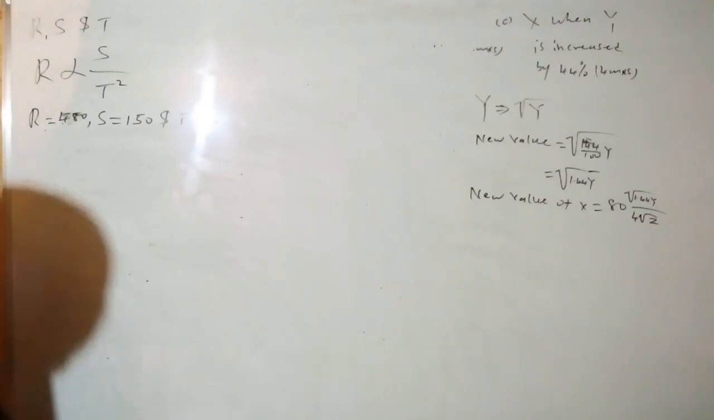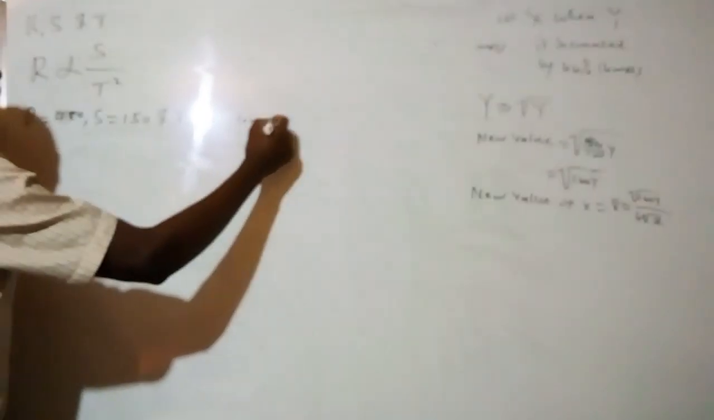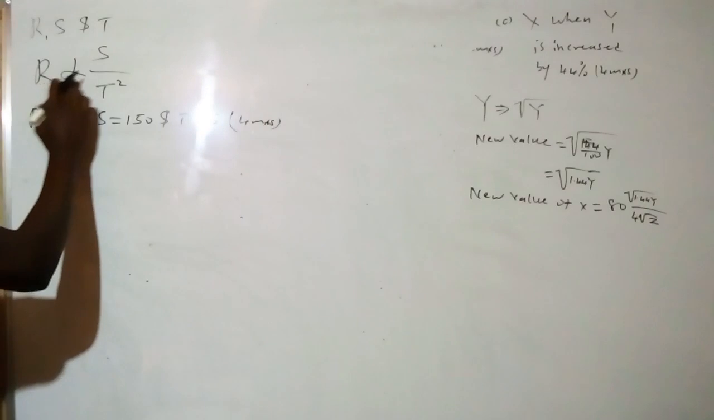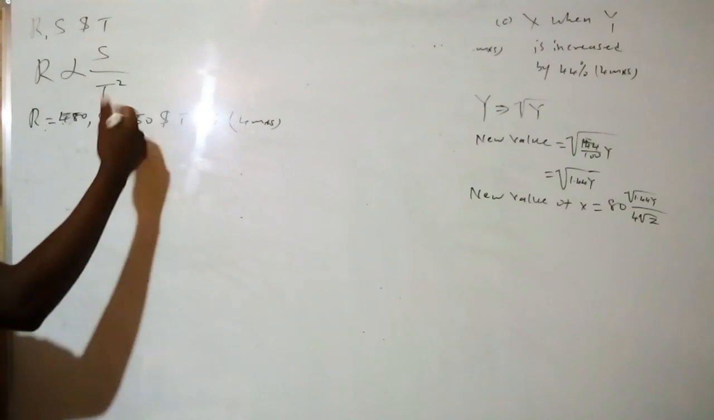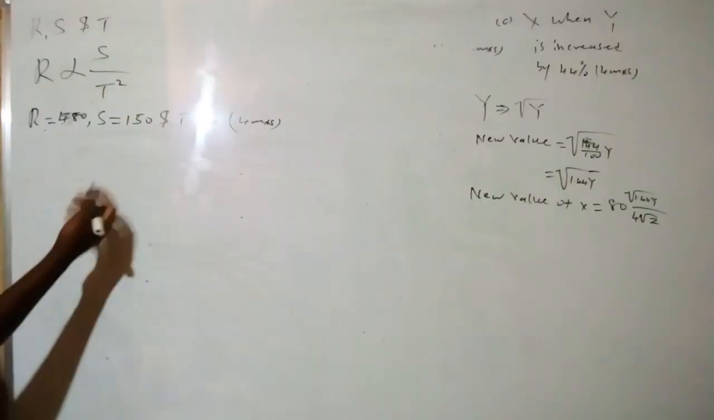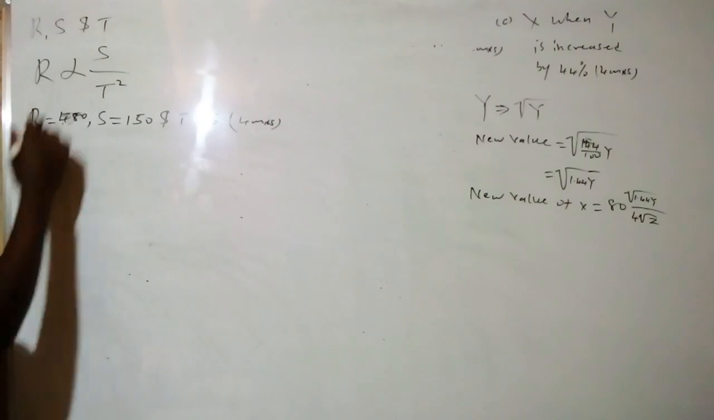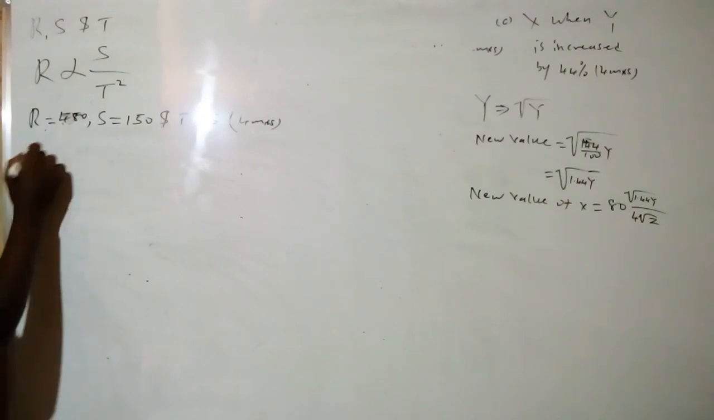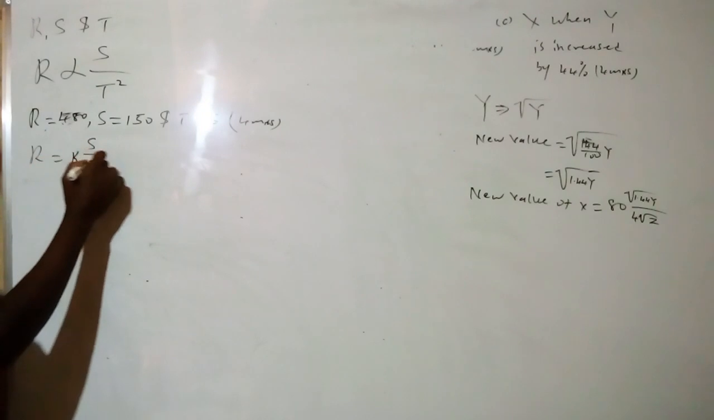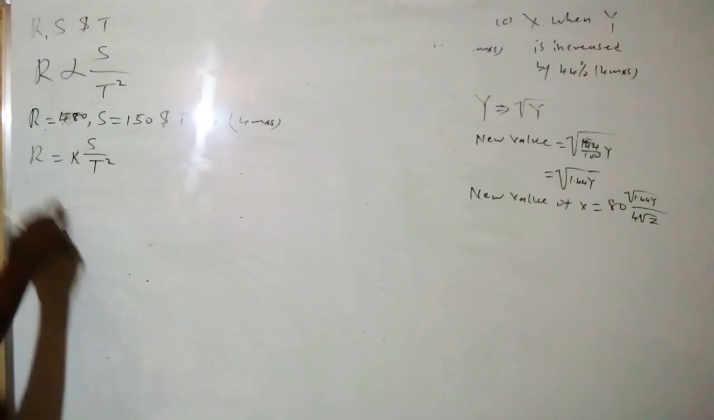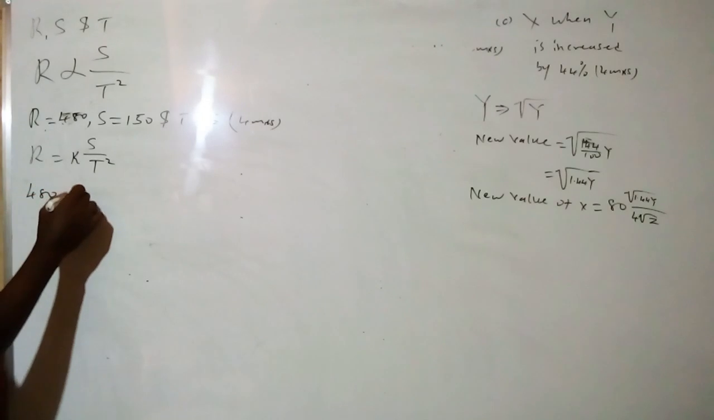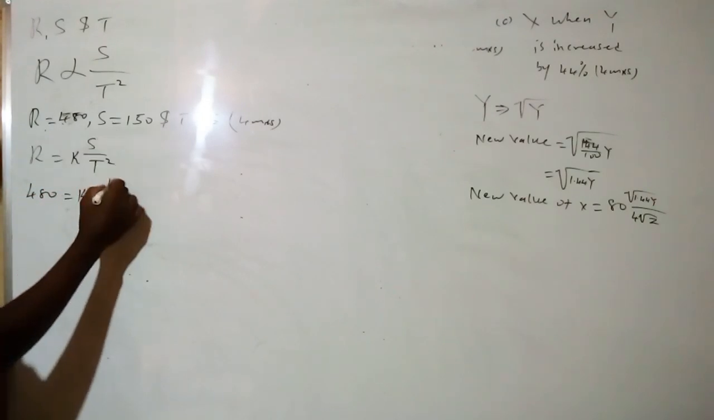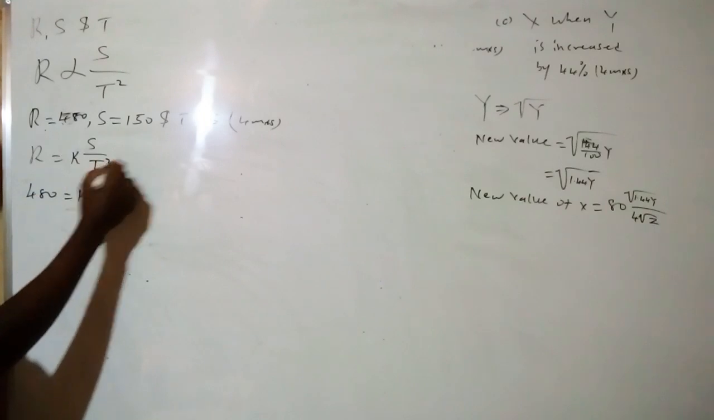It's supposed to be 4 marks. The first thing that you do is eliminate the variation symbol by equating with a constant you don't know. We can let it be K or M or Y. Let's introduce K, a constant. R is equal to K S over T squared. Then the next step is to substitute. R is 480. You say 480 is equal to K times S, which is 150, all over T squared, 5 squared, which is 25.